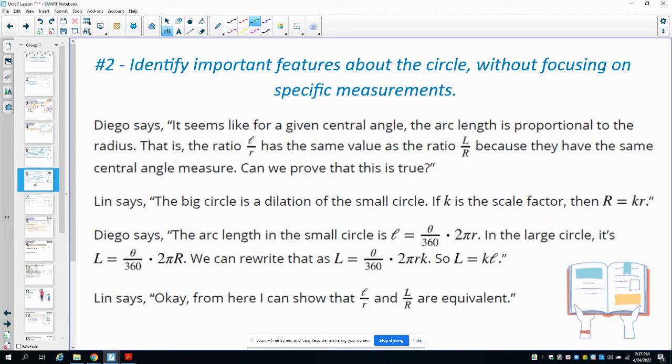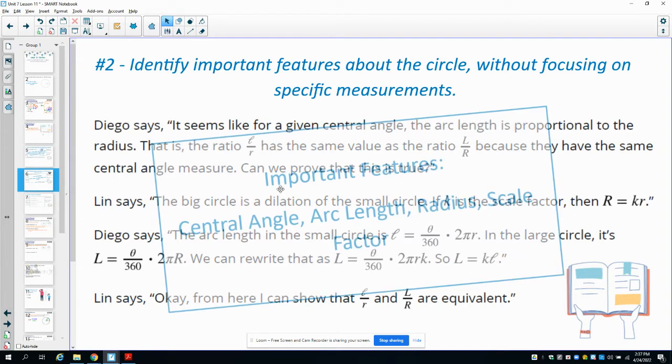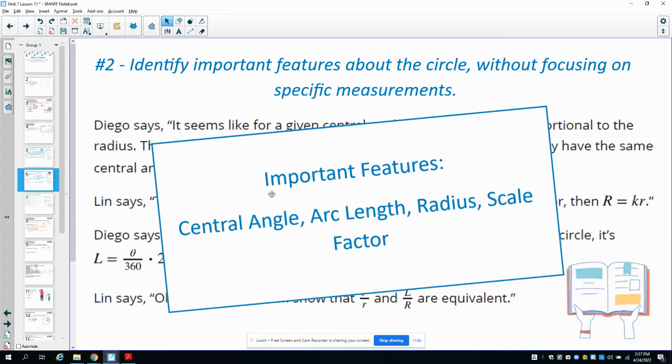All right, now I want you to read it through again, and this time think about important features of the circle, not actual measurements of them. I don't need specific measurements, just what are the important parts of a circle that Diego and Lynn talk about. So go ahead, pause the video, read it through, think about that, and come back. All right, so important features of a circle that they discuss would be the central angle, arc length, radius, and then scale factor.